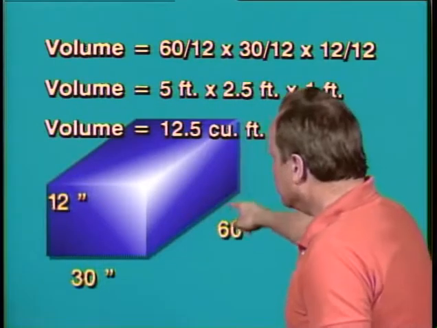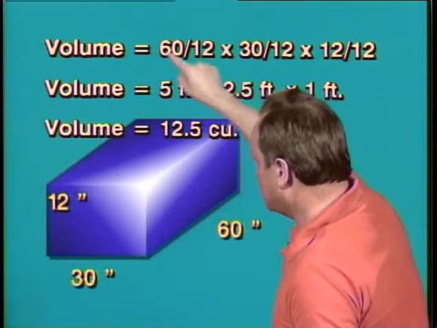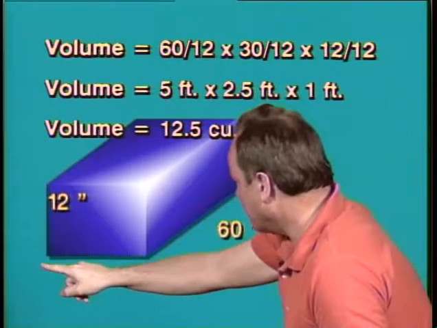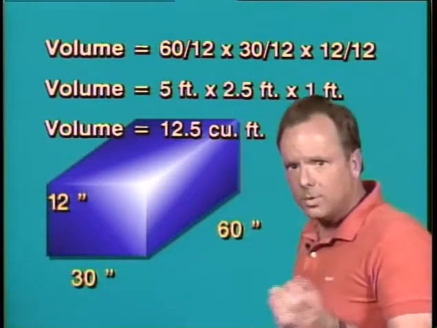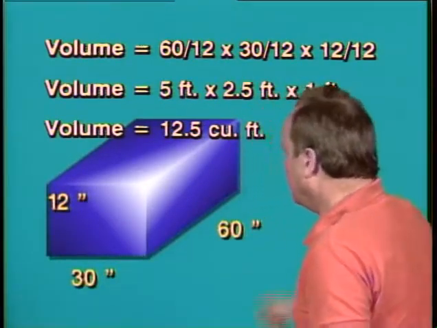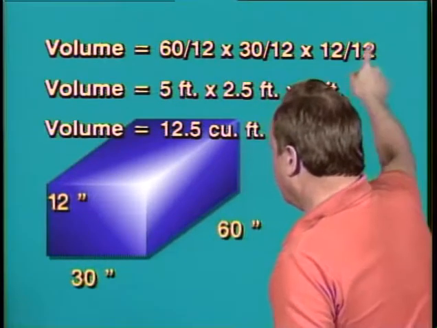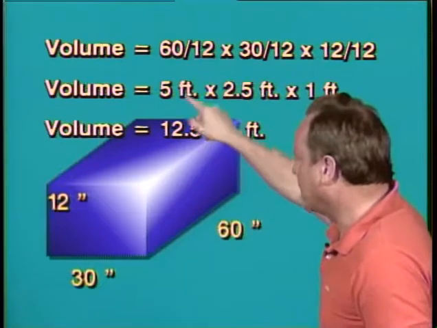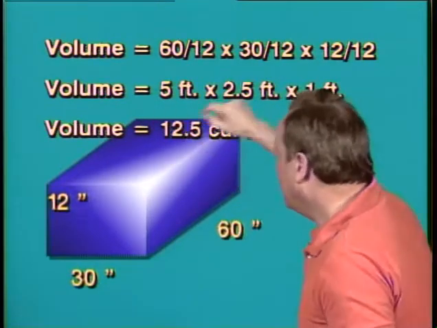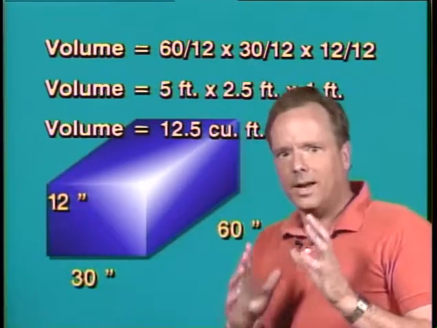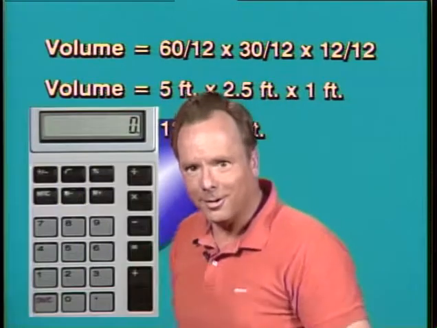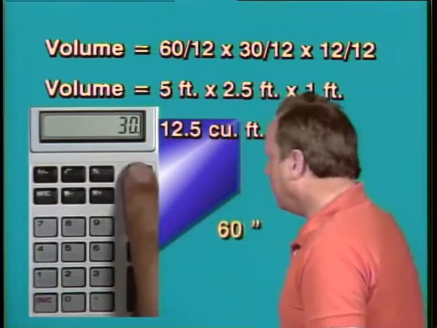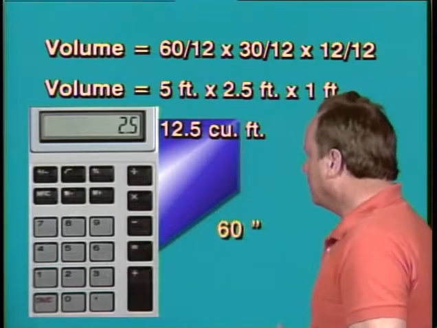All right, 60 inches, and there's 12 inches in a foot, so it's 60 divided by 12 times 30 divided by 12, because once again, there are 12 inches in a foot, times 12 divided by 12. Now let's make each of these divisions before we multiply. 60 divided by 12, you can do that in your head, that's 5. And 30 divided by 12, let's you and I get out the electronic calculator to do that. 30 divided by 12 equals 2.5.